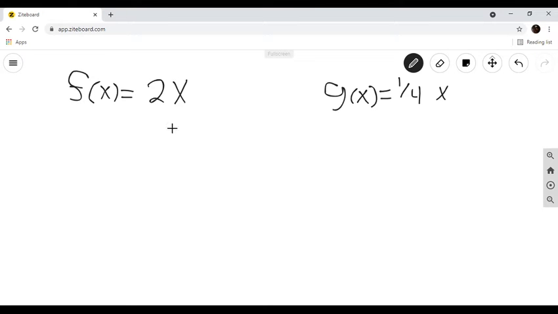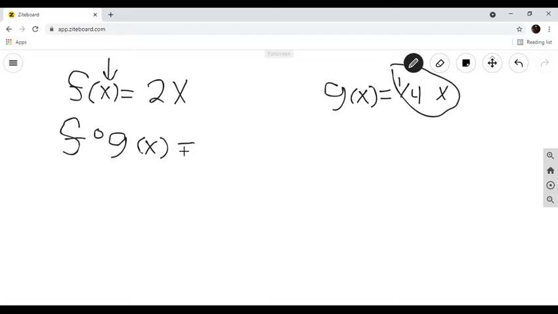So let me use f of x first for our base function. What I'm going to do is I'm going to compose f of g. So that is f composed of g. That little circle there means composed of x. And what this means is that I'm going to take g of x, whatever I have for g of x, and plug it in for f of x. So this 1/4 x is going to get plugged in for x.